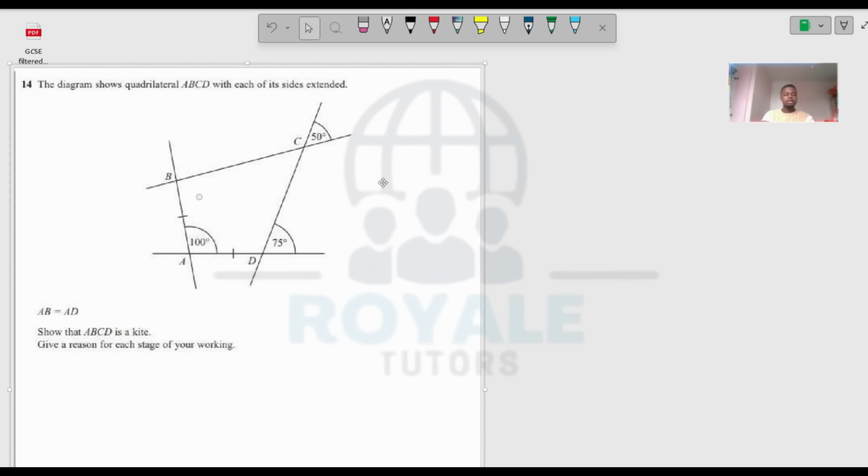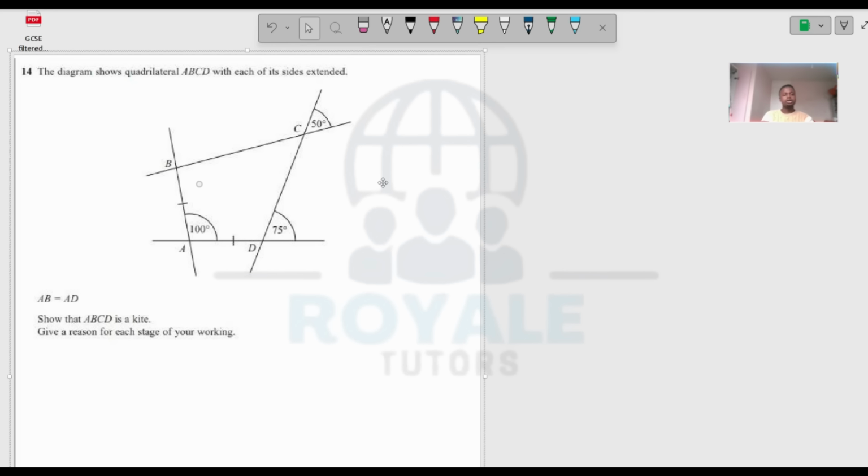So the first question says that the diagram shows quadrilateral ABCD with each of its sides extended. They said AB is equal to AD. Show that ABCD is a kite. The first thing is for us to identify the things that we have. We have that ABCD is a quadrilateral.